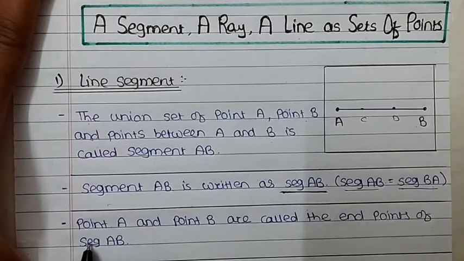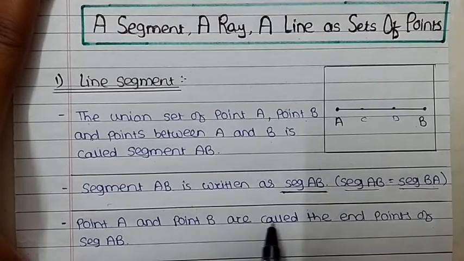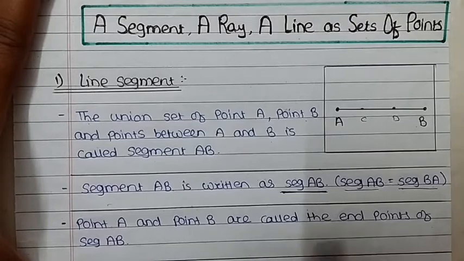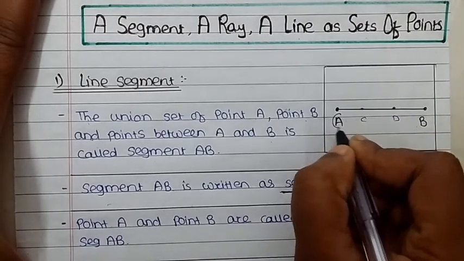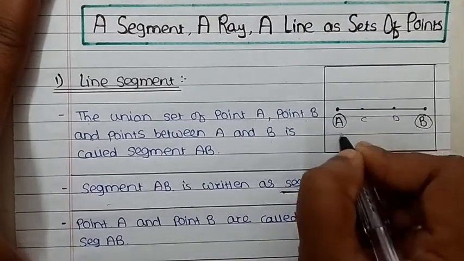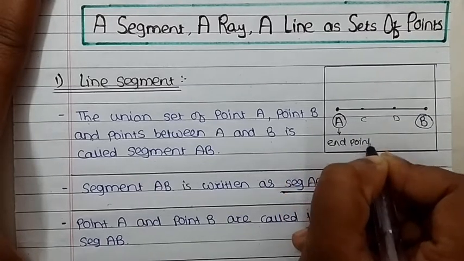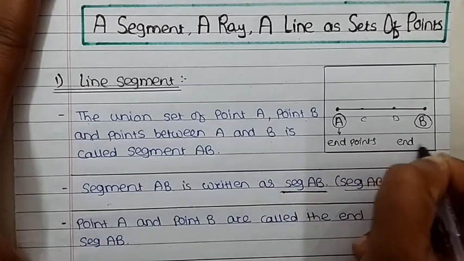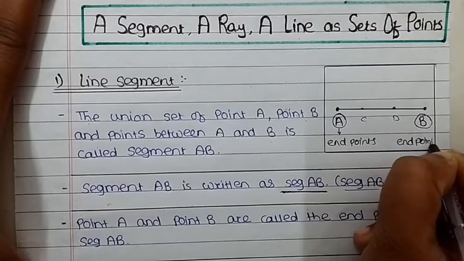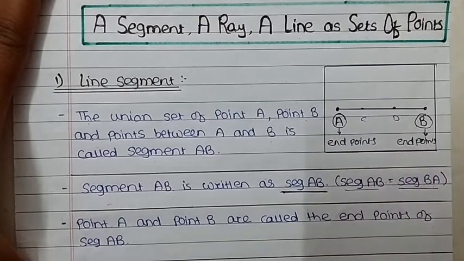Clear? Point A and point B are called the end points of the segment AB. Point A and point B, these are called as what? End points of the given segment. Correct?